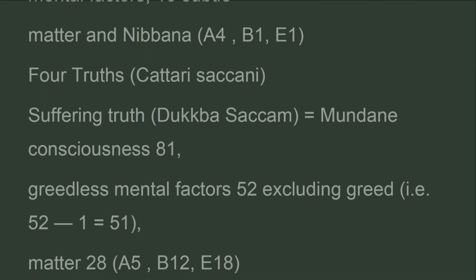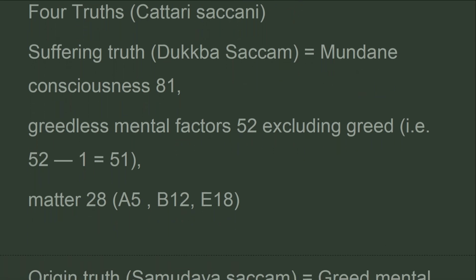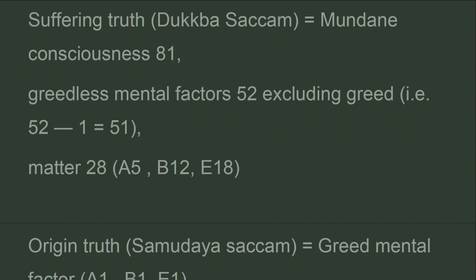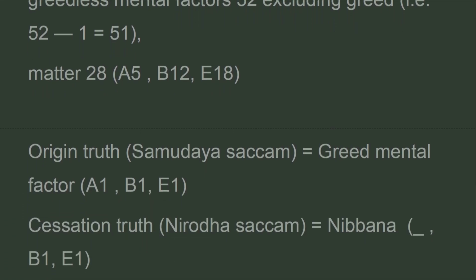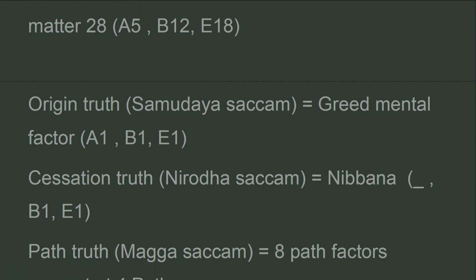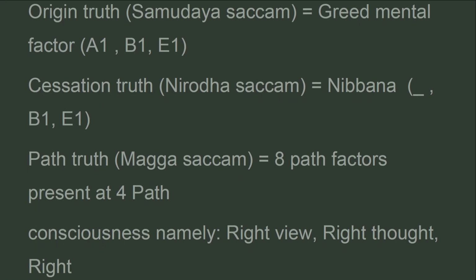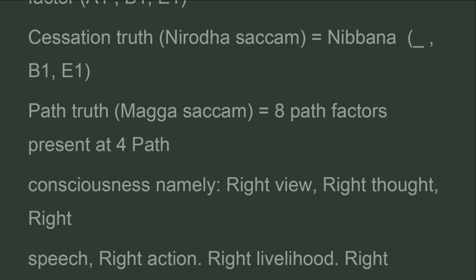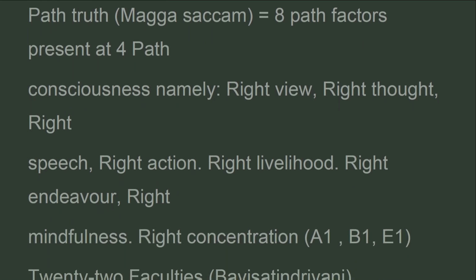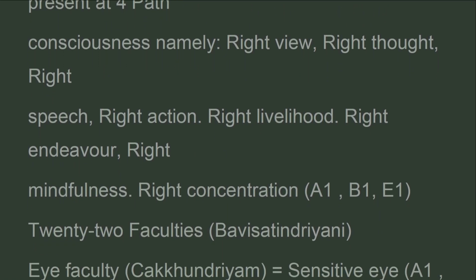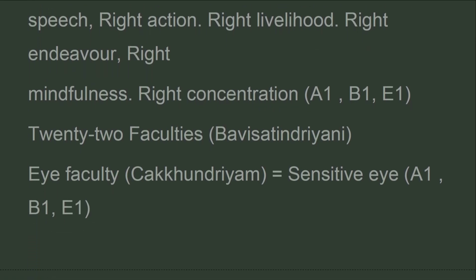4 truths. Suffering truth equals mundane consciousness 81, greedless mental factors 51 excluding greed, and matter 28. Origin truth equals greed mental factor. Cessation truth equals Nibbana. Path truth equals 8 path factors present at 4 path consciousness, namely right view, right thought, right speech, right action, right livelihood, right endeavor, right mindfulness, right concentration.